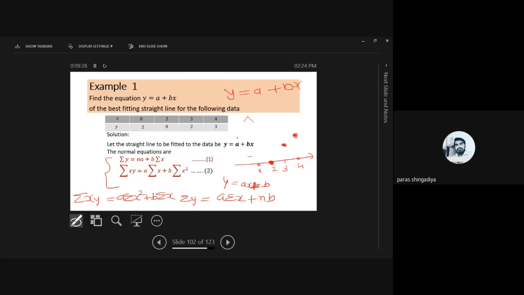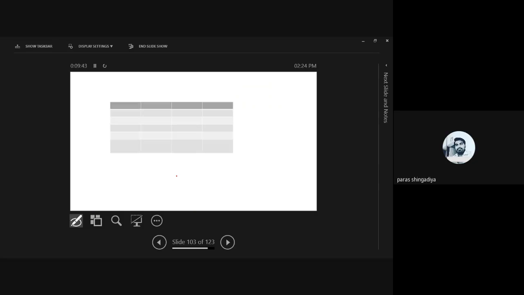So right now we are using the form a plus bx. So for a plus bx, the equations will be sigma y is equal to na plus b sigma x, and the second is sigma xy is equal to a sigma x plus b sigma x square. Okay, and now in these equations, which value is required? Sigma x. So from this table, from the given values, identify the total of x. The column x is 0, 2, 3, 4, so sigma x will be 9. Okay, that is the answer.